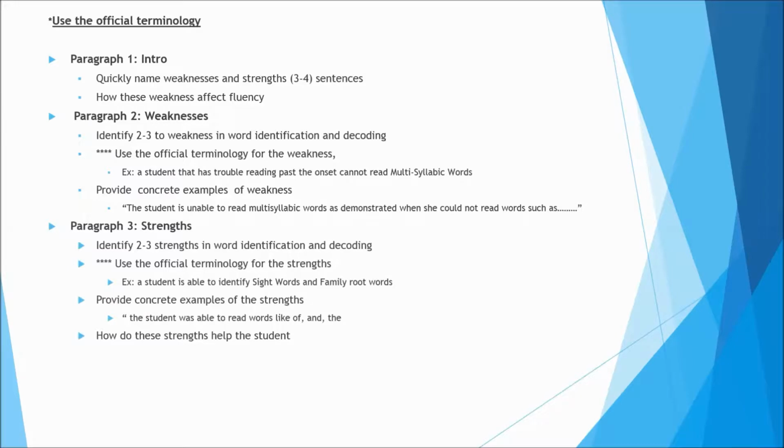Paragraph 3, we're talking about strengths. Same exact idea, same structure. Identify 2 to 3 strengths in word identification and decoding. Use the terminology. For example, a student is able to identify sight words and family root words. You provide a concrete example. The student was able to read words like of and the, right? And how does this help the student's fluency?